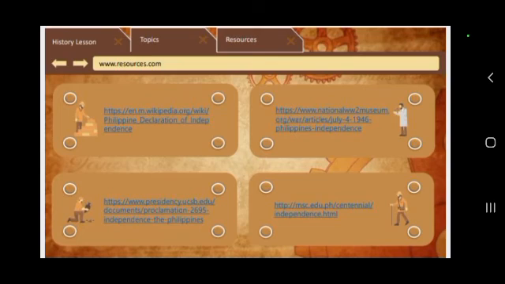So here are our sources that we got from the internet. These are some of the resources and evidence regarding the proclamation of the Philippine independence.